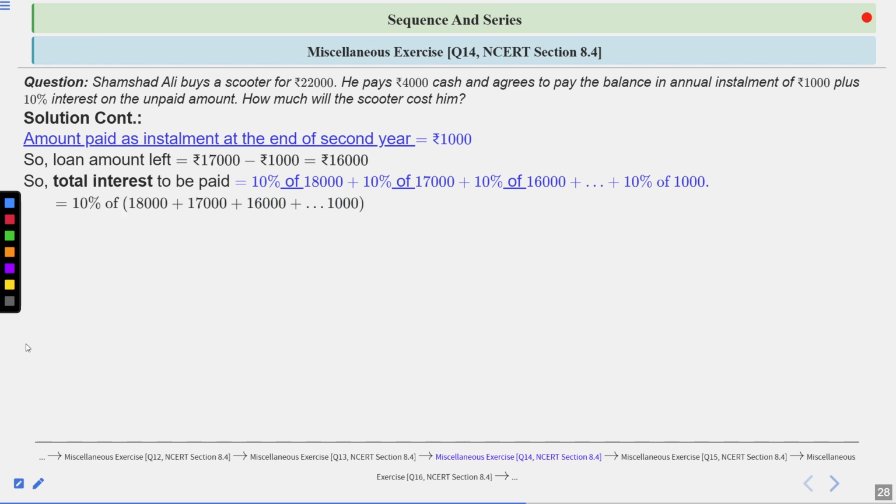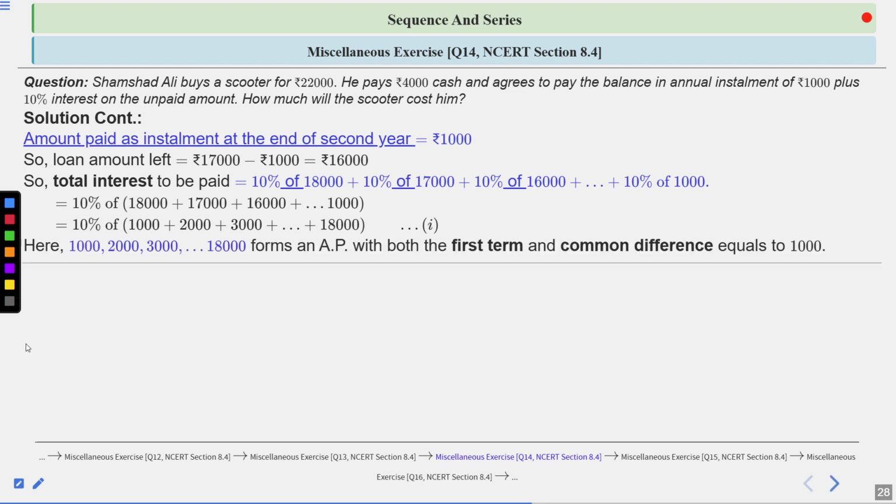Which is equal to 10% of 18,000 plus 17,000 plus 16,000 up to 1,000, right? Which is equal to 10% of 1,000 plus 2,000 plus 3,000, right, up to 18,000? So let us assume this as equation 1. Here, 1,000 plus 2,000 plus 3,000 up to 18,000 forms an AP with both first term and common difference equal to 1,000.